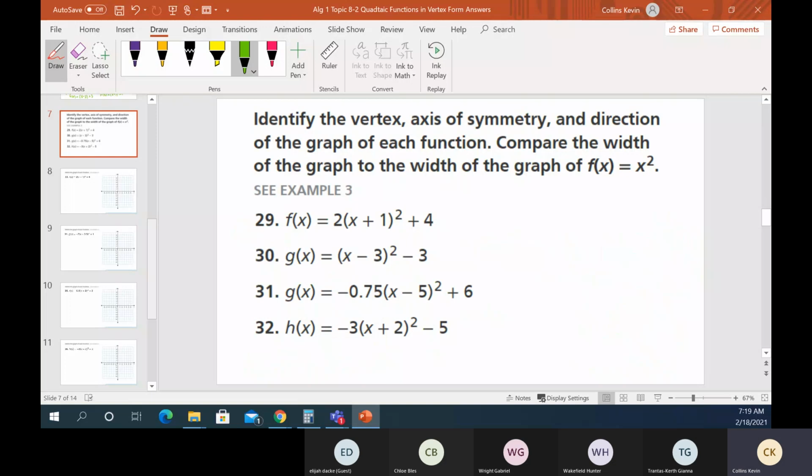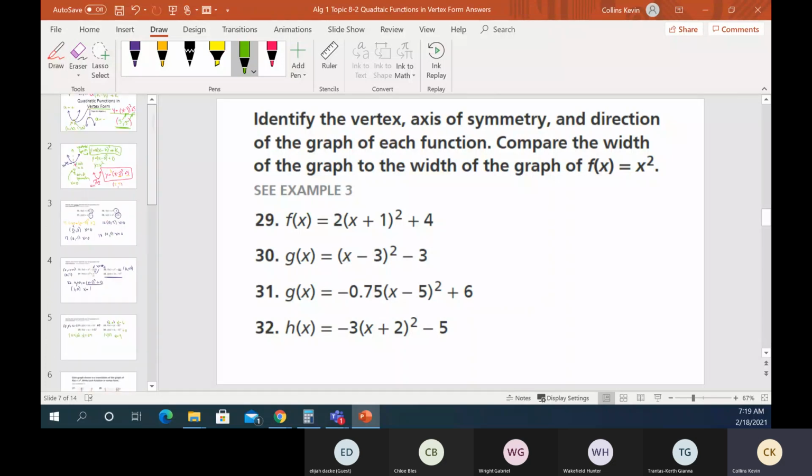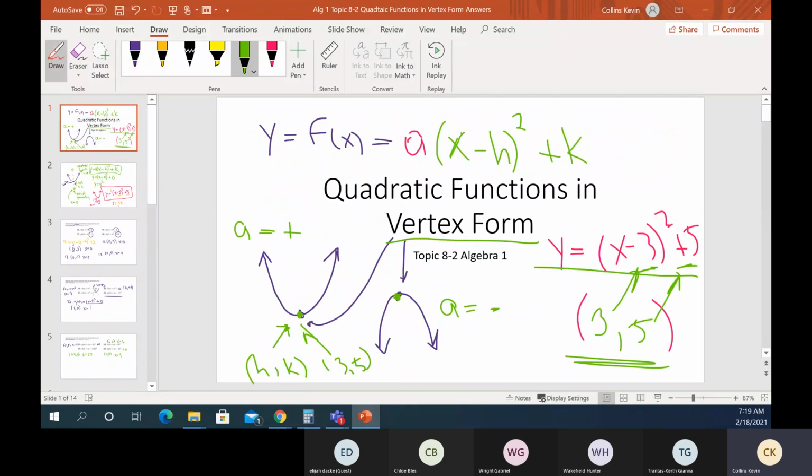All right. So this says identify the vertex, axis of symmetry. I didn't talk about axis of symmetry. That was my bad. Let's back up for a second and talk about what that is real quick. The axis of symmetry is a line that goes straight up through here, and it goes through the vertex, and it splits this thing into two mirror images. So this is the axis of symmetry right here.